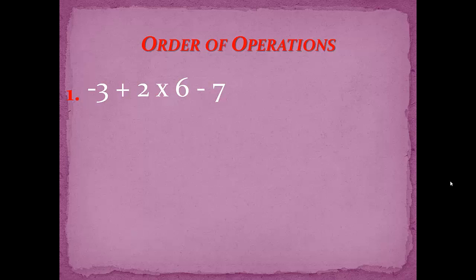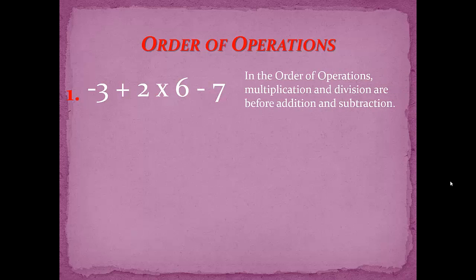Our first problem is -3 plus 2 times 6 minus 7. In the order of operations, multiplication and division are before addition and subtraction. We skip both parentheses and exponents because we do not have either of those in this problem. We will now do multiplication. 2 times 6 equals 12. So we have -3 plus 12 minus 7.